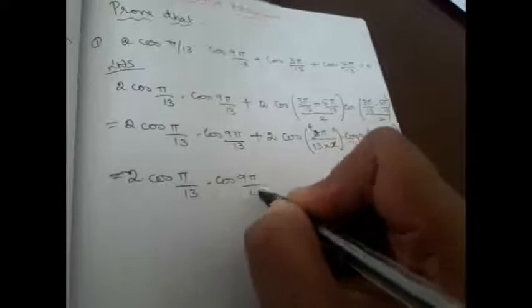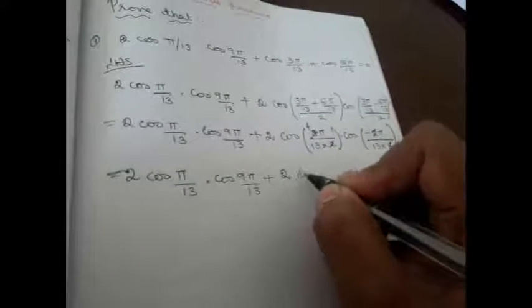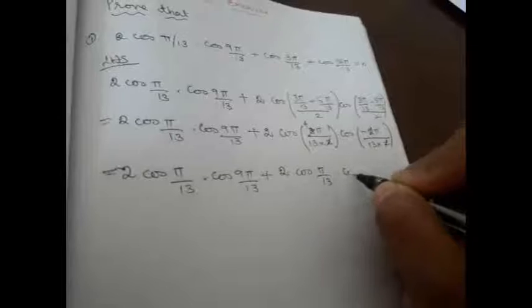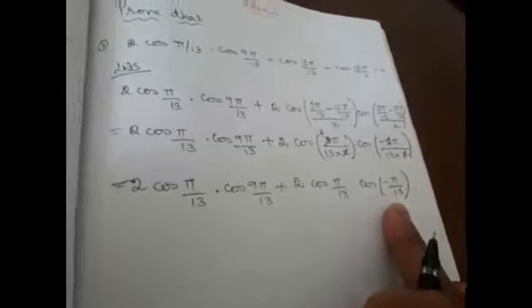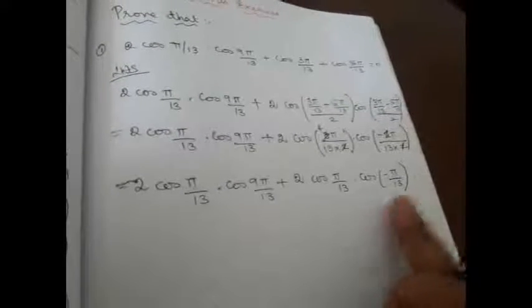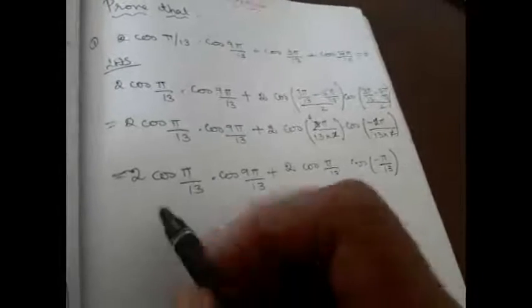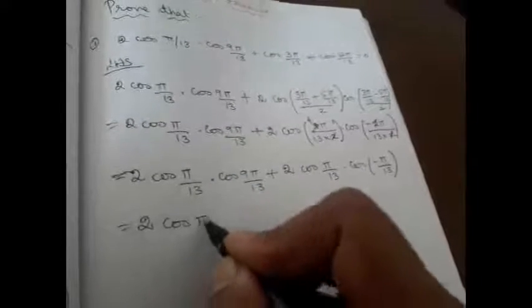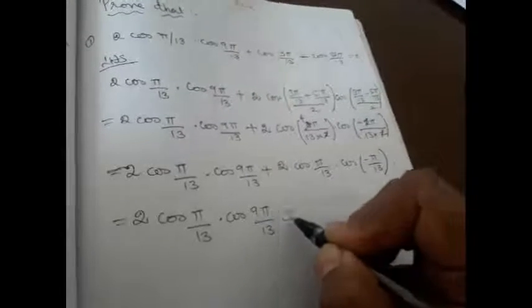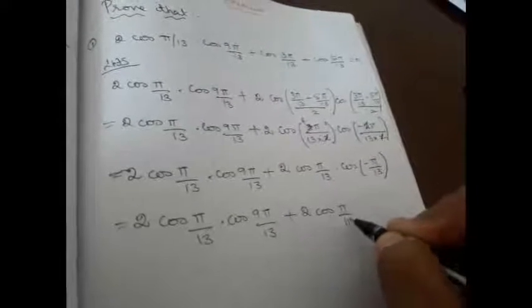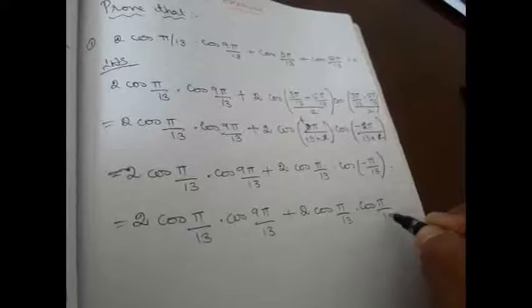So this is nothing but 2 cos pi by 13 into cos 9 pi by 13 plus 2 cos pi by 13 into cos of minus pi by 13. And we know cos of minus theta is cos theta. The negative will affect only the sine function, not the cos function. So cos of minus theta is going to be cos theta only. This can also be written as 2 cos pi by 13 cos 9 pi by 13 plus 2 cos pi by 13 into cos pi by 13.